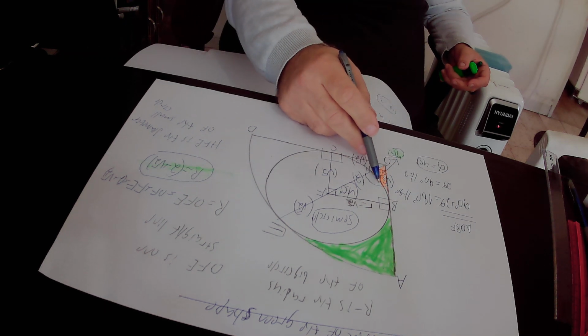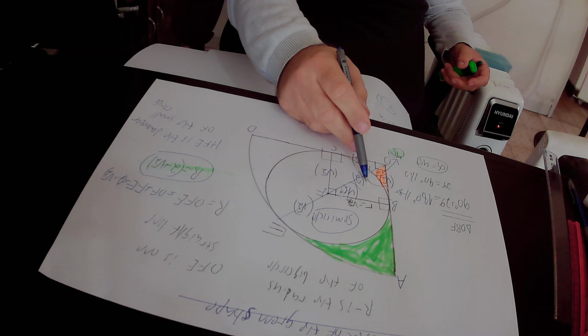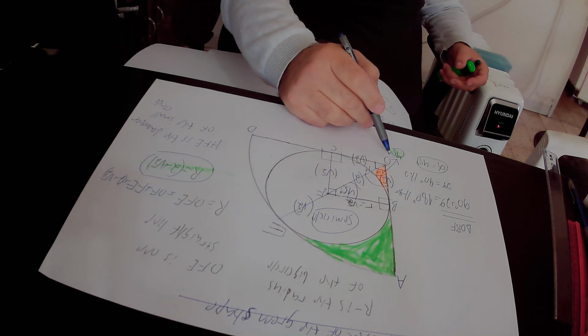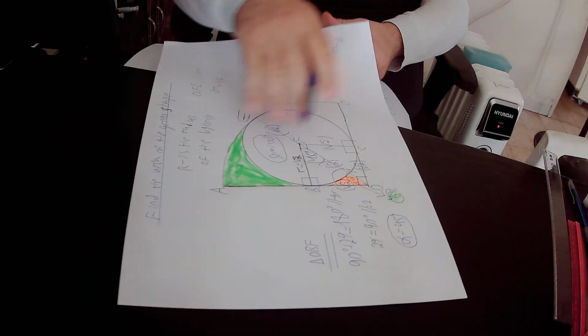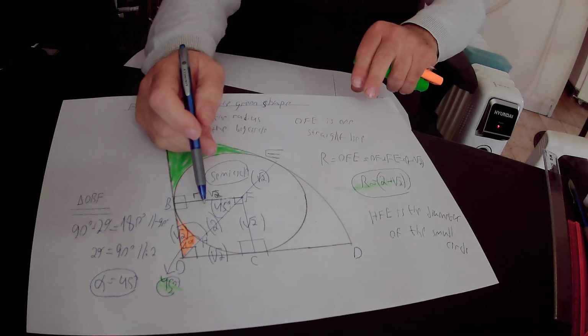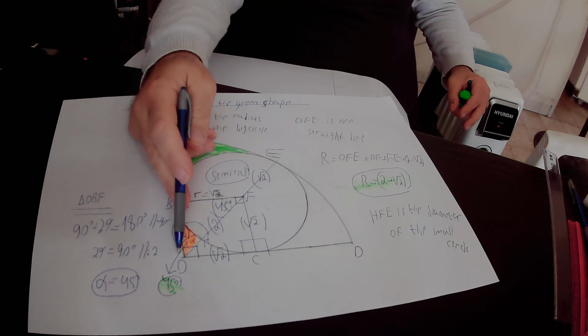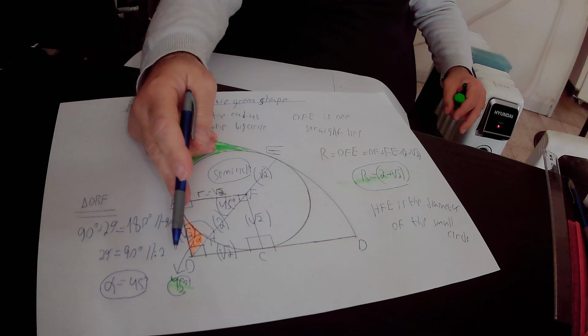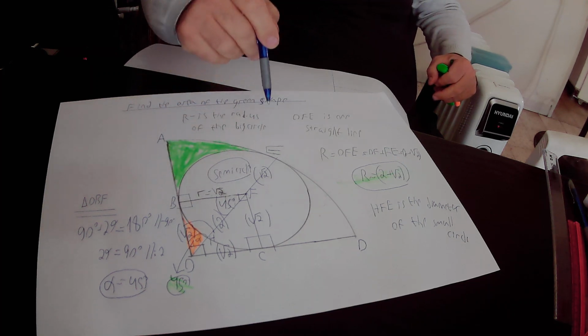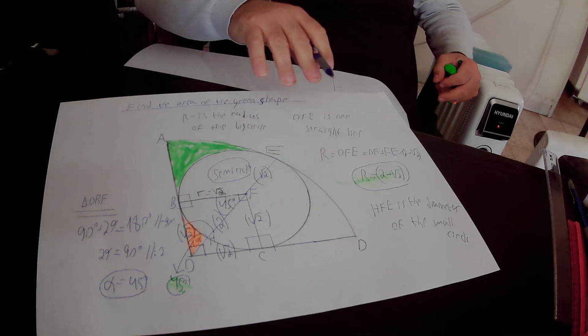So this angle equals 45 degrees. You can see here that this angle is equal to 45 degrees. So the angle between the legs of the big sector AOE is equal to 45 degrees.